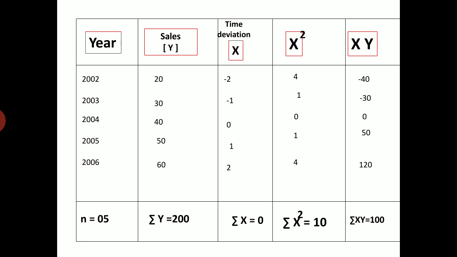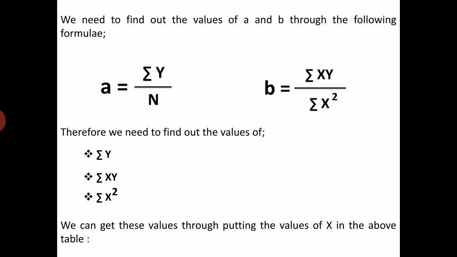Now xy, x into y. 20 into minus 2 is minus 40. 30 into minus 1 is minus 30. 40 into 0 is 0. 50 into 1 is 50. 60 into 2 is 120. Sum of all these xy, we get summation xy equal to 100.